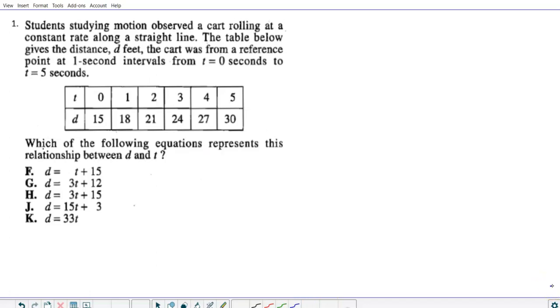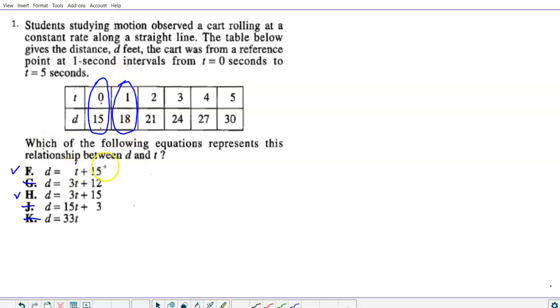Okay, so lots of different ways to do this. A lot of folks like to plug in numbers. So if you do that, let's say you plug in t is 0 and the d value should be 15. So if I plug in t is 0 right there, 0 plus 15 is 15, this one works. 0 plus 12 is not right. 0 plus 15 works. 0 plus 3 is not right. And 0 is definitely not right. You don't get 15. So if you plug in just the first point, a lot of folks are tempted to choose that first answer. You need to plug in at least one more point if you do it this way.